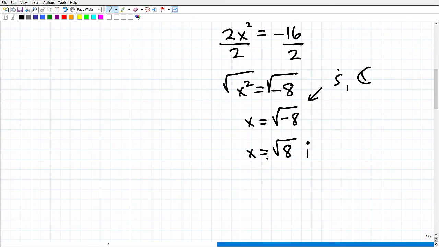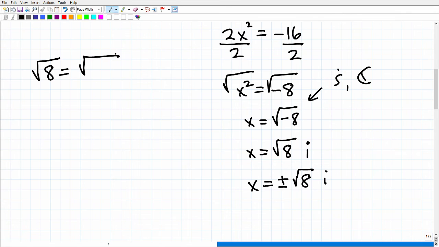This has a single answer here. This is only one answer. We're looking for two solutions. So it's going to be x equals positive negative square root of 8i, okay? But we're still not even done because we can simplify the square root of 8. We can write that differently. So how can we simplify this in a better algebraic fashion?